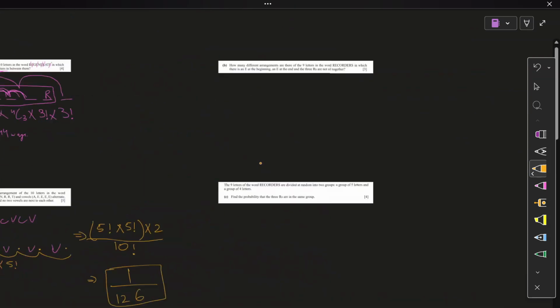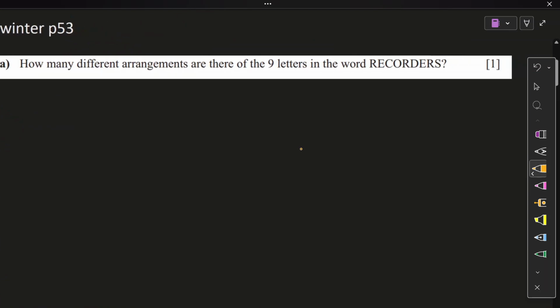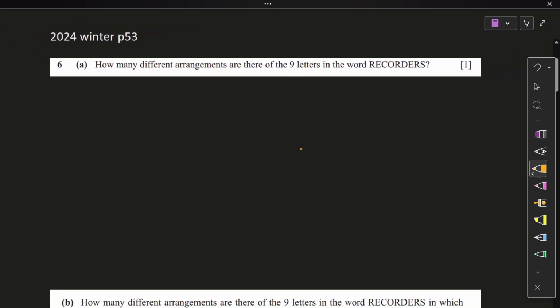Moving on to the final part of the summer variants. Oh, that's my mistake, by the way. These are summer variants. I've written winter, my bad. Summer variants, variant 3. Here we go.